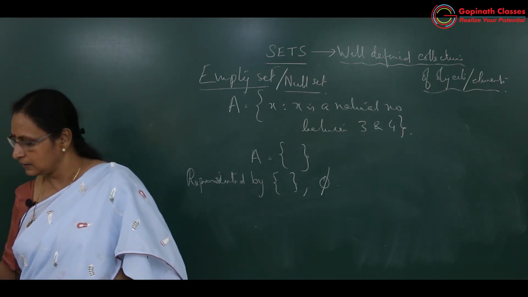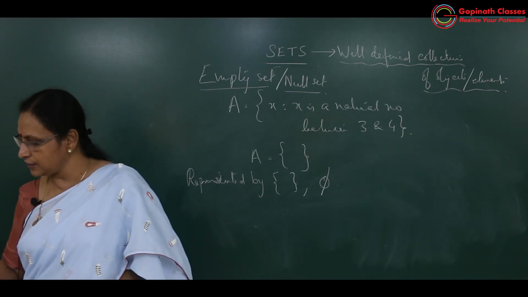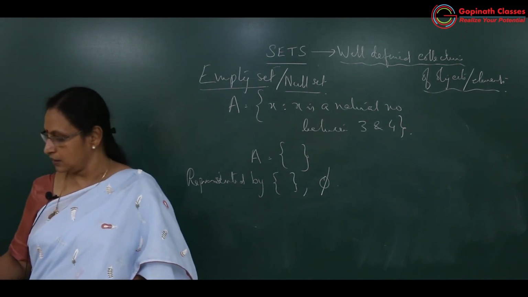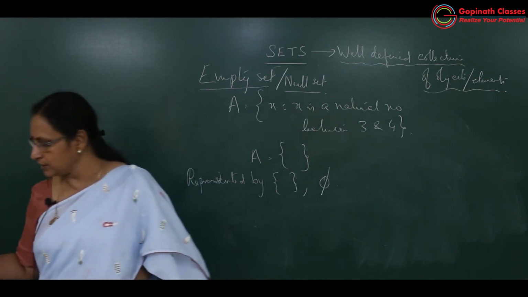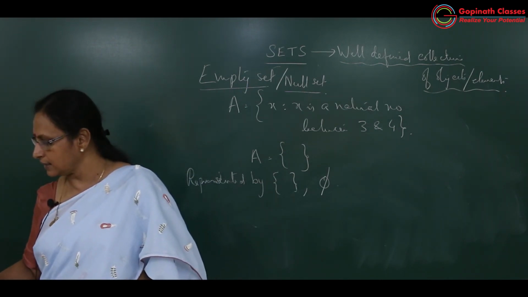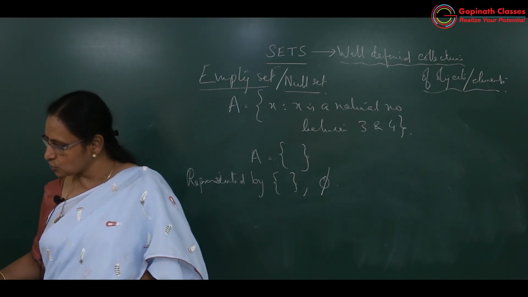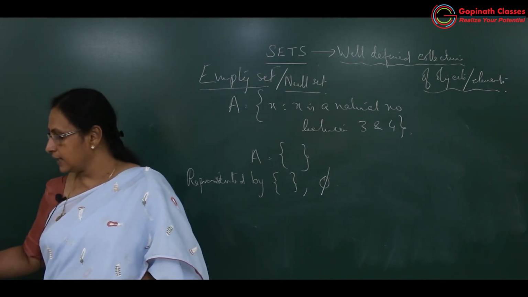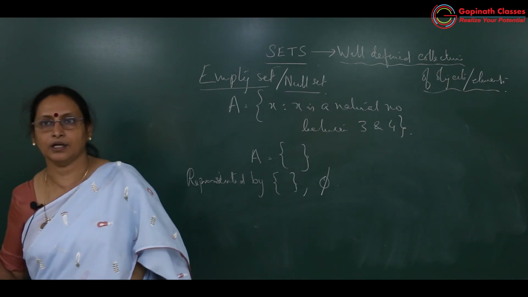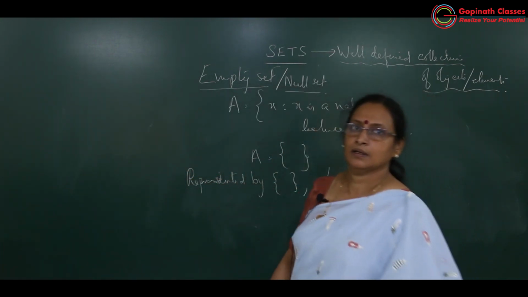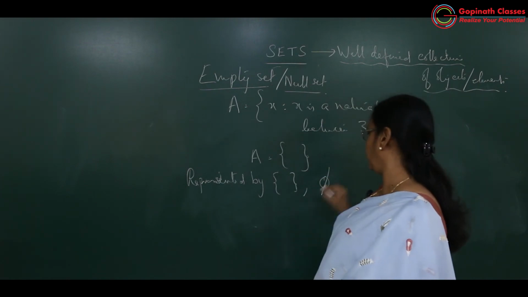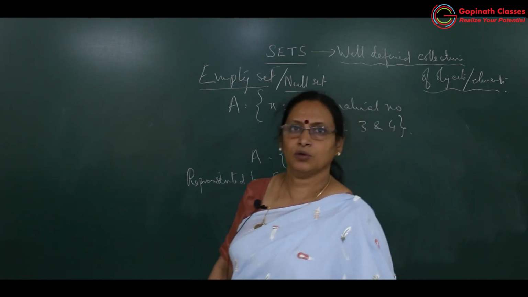Then you have finite and infinite set. Finite is, we'll do it. Different types of sets are there. So let us stop with this empty set. In the next, I will be continuing finite, infinite, all these. So hope you are clear with what is being taught.